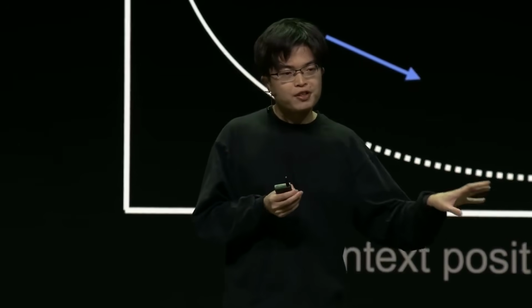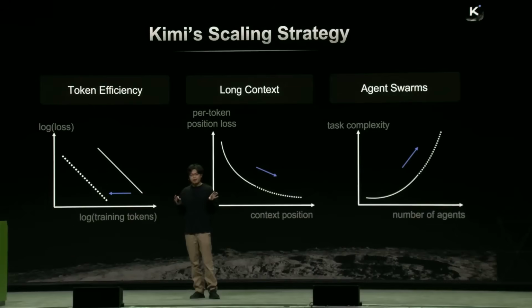So if you look at token efficiency, it's mostly about having a stronger prior so that you can have more efficiency when you do agent RL to search for a better solution. And when you think about long context, it's mostly about increasing the context length so that you can have a longer running agent. It can probably run for days or even weeks or months to accomplish more complex tasks.